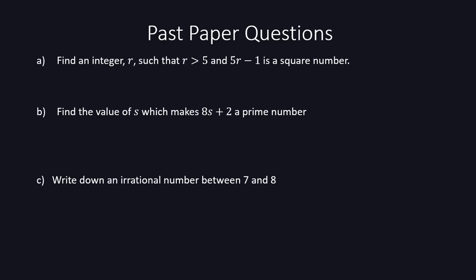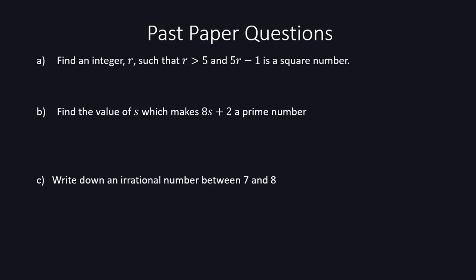The first part states, find an integer r such that r is greater than 5 and 5r minus 1 is a square number. One approach to this question would be to plug in different values of r greater than 5, which would be 6, 7, 8, and so on, and see whether or not 5r minus 1 is a square number. But a far smarter approach would be to realize that multiples of 5 always end in either 5 or 0. Let's go over the multiplication table of 5. It has 5, 10, 15, 20, 25, 30, 35, 40, 45, 50, and so on.